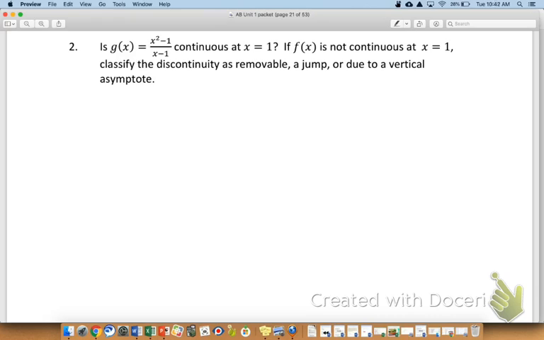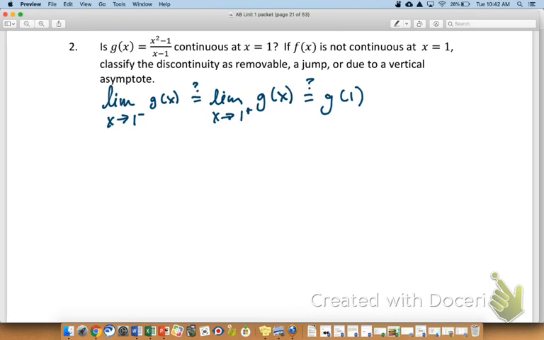Is something continuous, you need to start off with that limit statement regarding continuity. So I would start off with this. The limit as x approaches 1 from the left of g of x needs to equal, or possibly is equal to, the limit as x approaches 1 from the right of the same thing. And then those two things would have to equal g of 1. So hopefully at some point you realize that g of 1 doesn't exist, right? If you try to plug a 1 in for x, you get a 0 in the denominator, and regardless of what that looks like on the graph, there is no output for that. So I would put DNE over there.